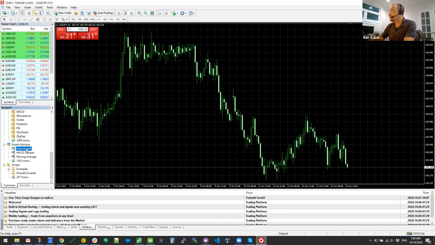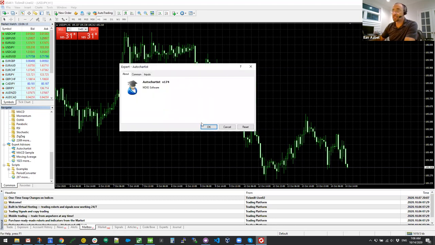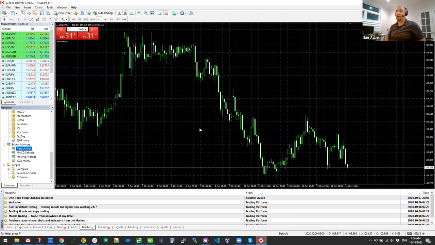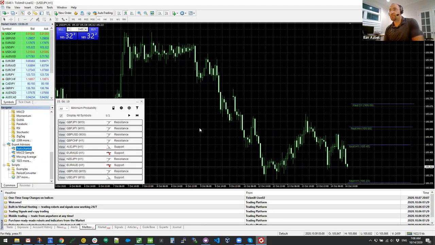Now, in order to get going using Autochartist, you drag and drop the Autochartist EA onto your chart. I know it's an EA, and some of you may be worried that it's going to trade on your behalf, but that is not what it does. It does not trade on your behalf, right? It simply scans the market. So don't be nervous about dropping our EA onto your chart.